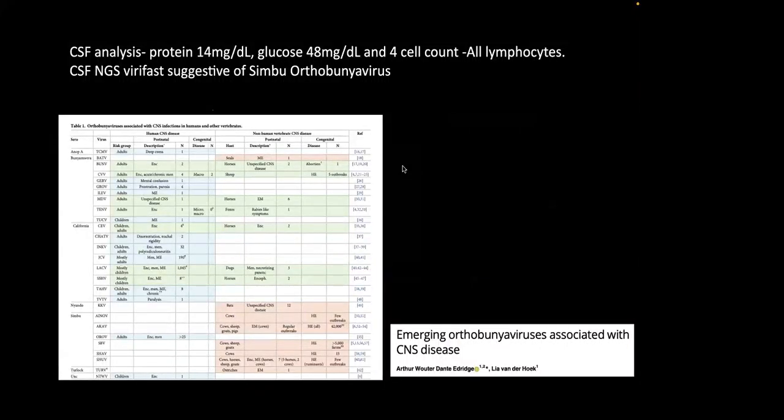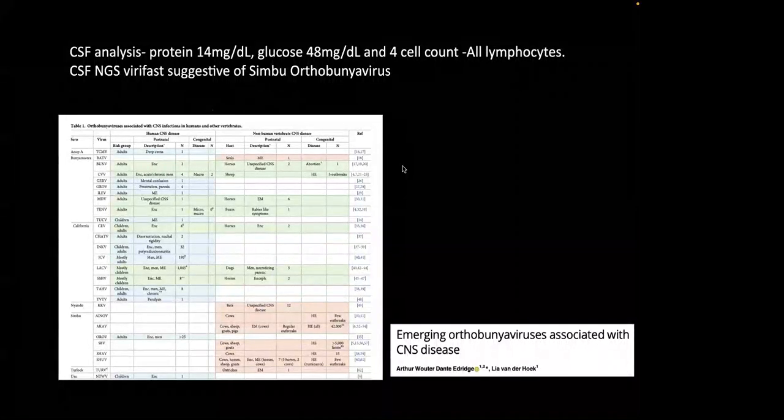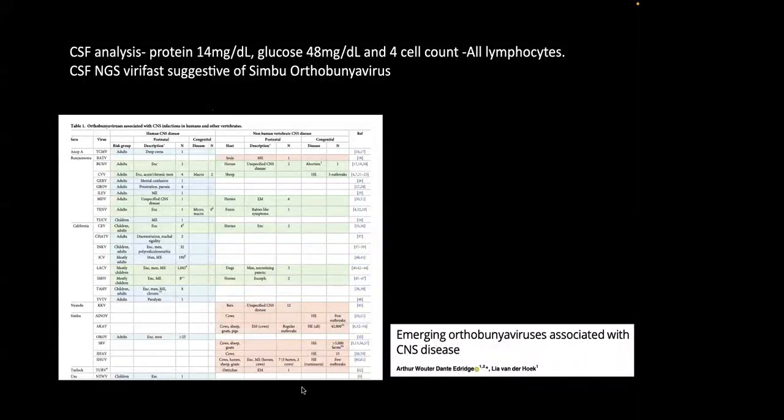Raji, what do you have? CSF analysis was done to rule out infection because of the background history of immunodeficiency, which showed 4 cells, all lymphocytes. And CSF next generation sequencing for Virfast was sent, which was suggestive of Simbu orthobunyavirus.